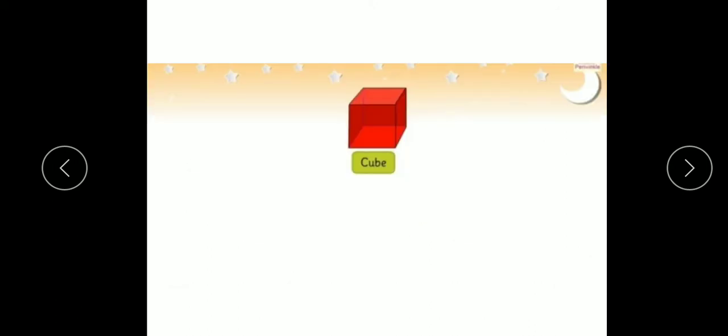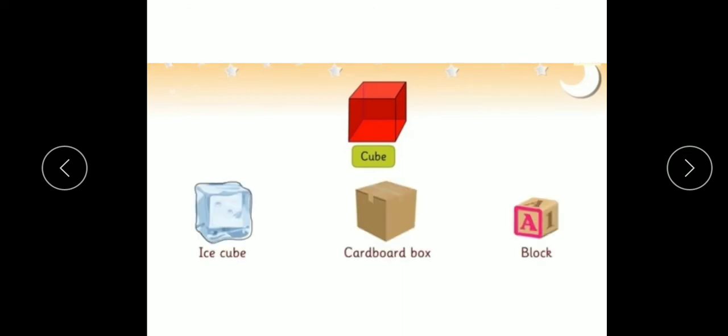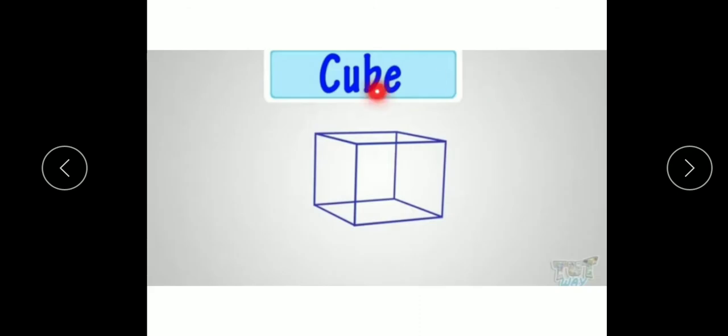First let's discuss the cube. See children, this is the shape of a cube. A cube looks like this. There are different cube-shaped objects around you, like an ice cube, a cardboard box, a block. These are objects having the shape of a cube. Right children? See, this is your cube. This is a solid figure.